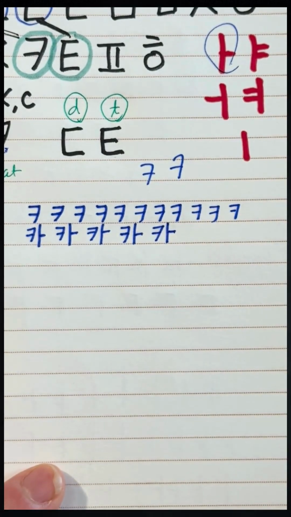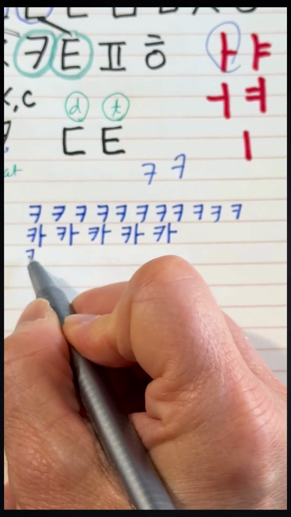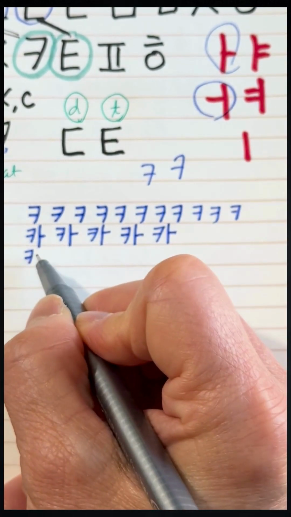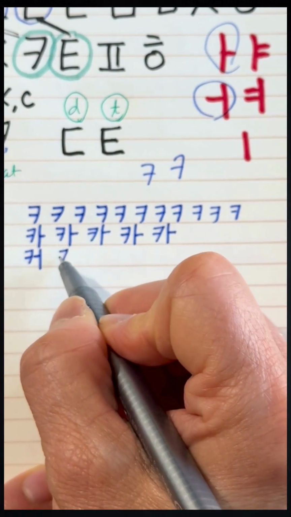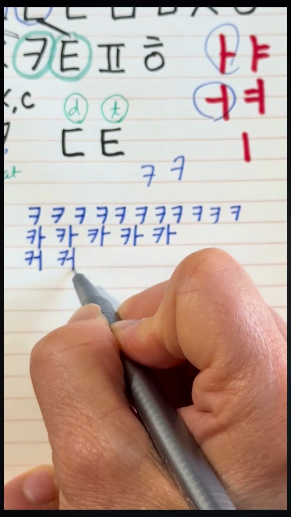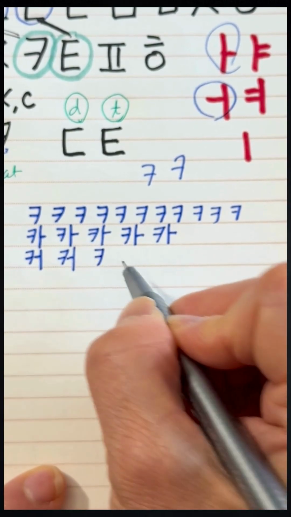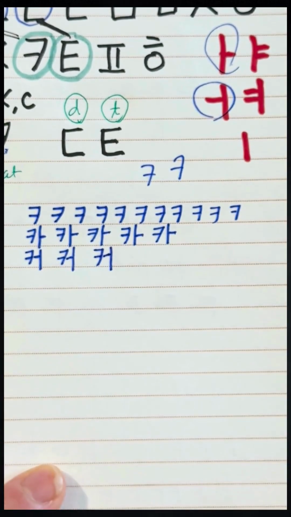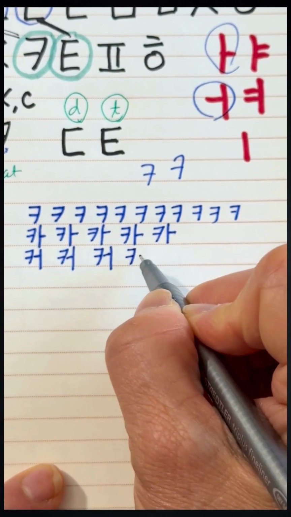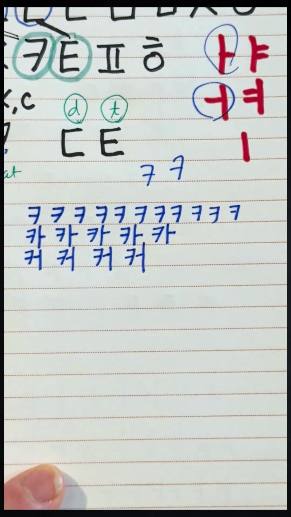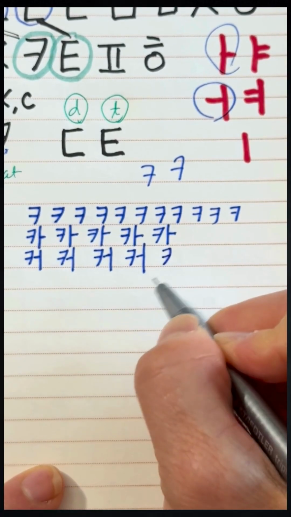How about 커? 커. 크. 커. 2 more times. 크, 커. 크, 커.